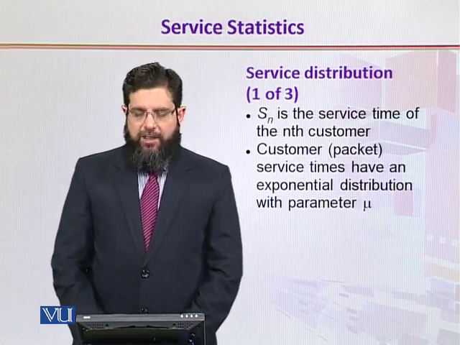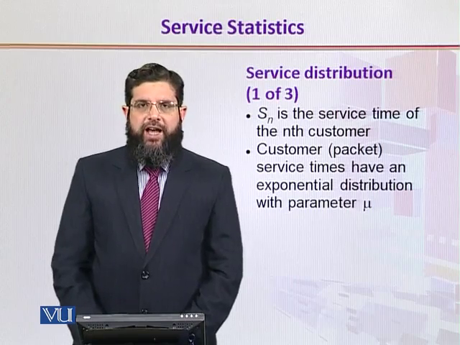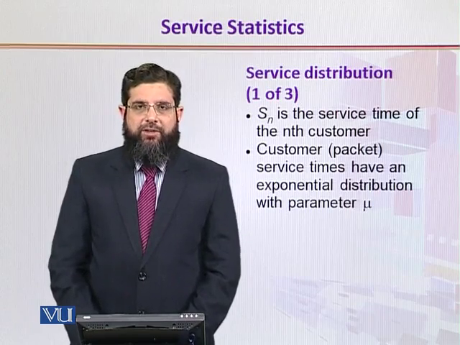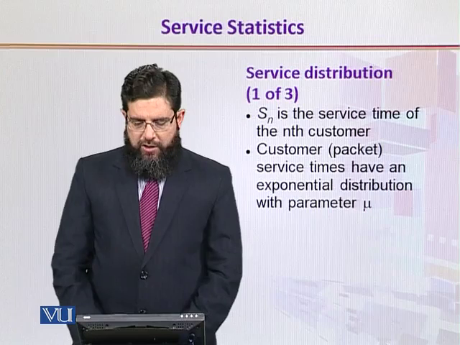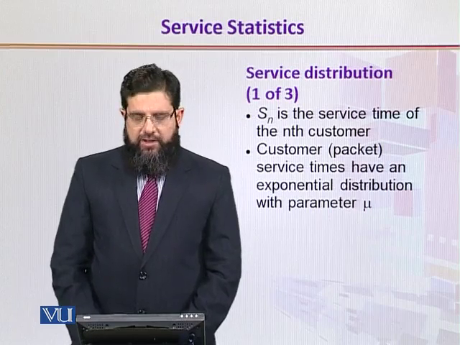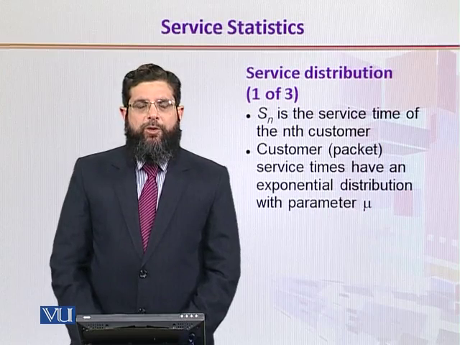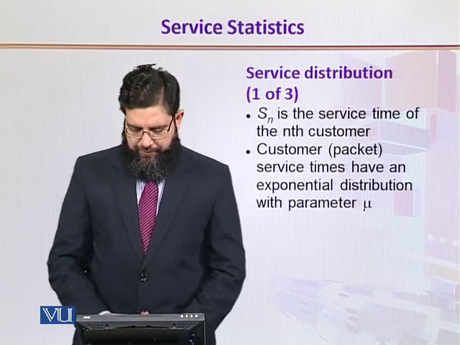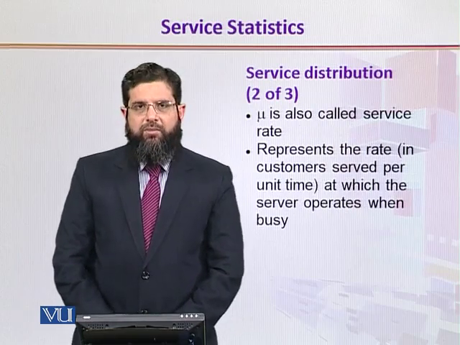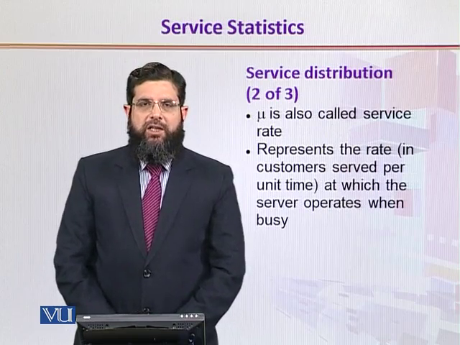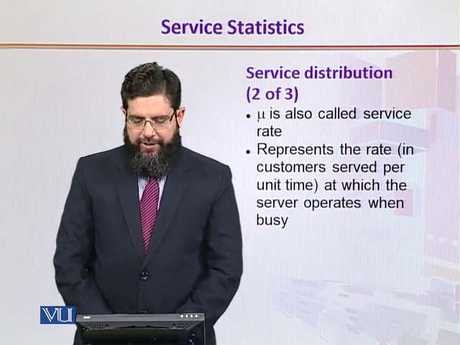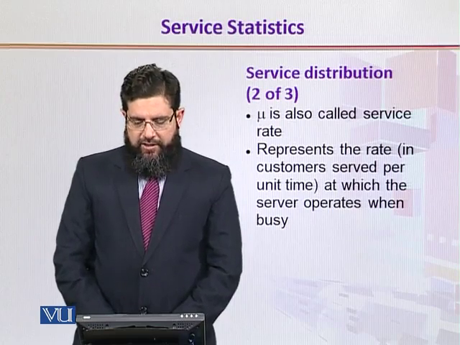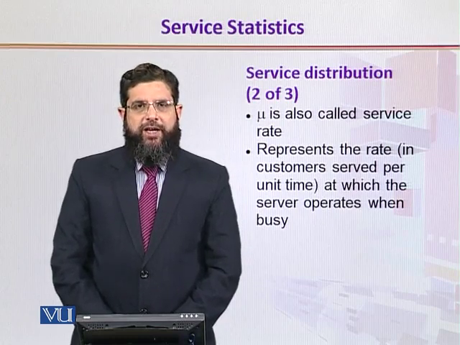If we represent S sub n as the service time of the nth customer, using Poisson arrivals, the customer would have a service time that is exponentially distributed with a mean parameter represented as mu. Since we are talking about service, mu also represents the service rate. It represents the rate at which the customers are serviced per unit time.